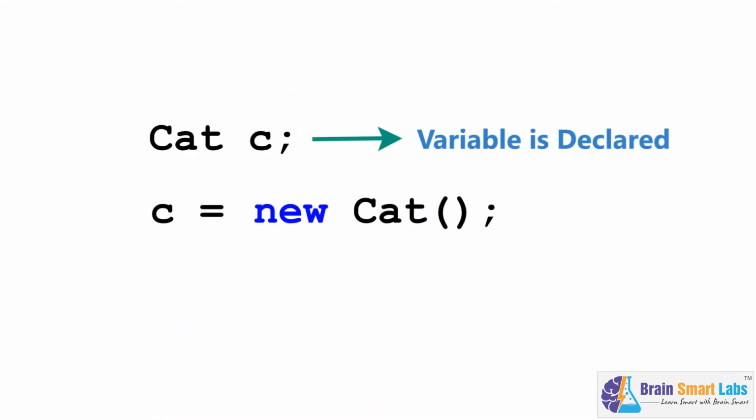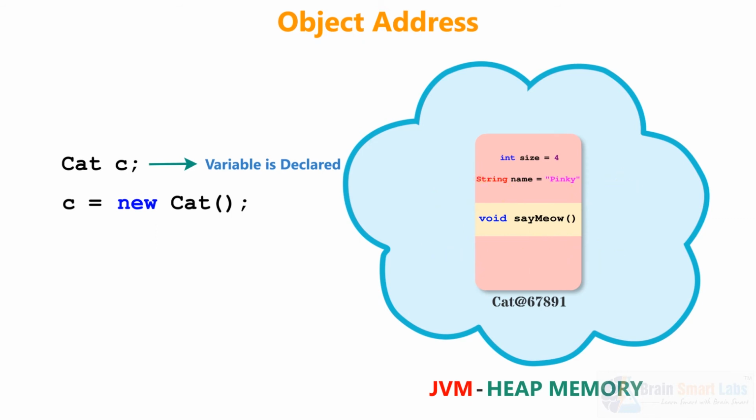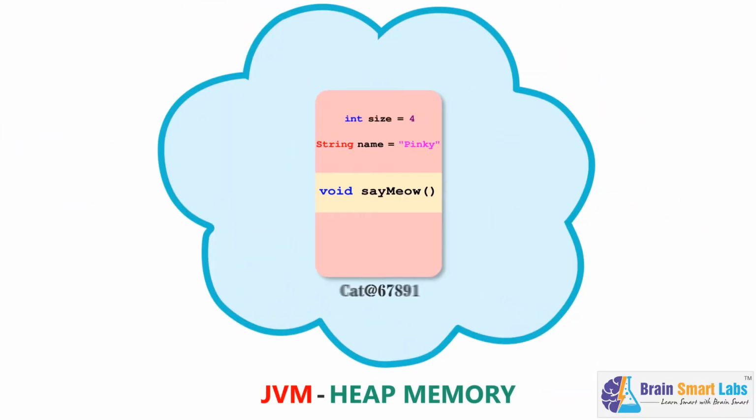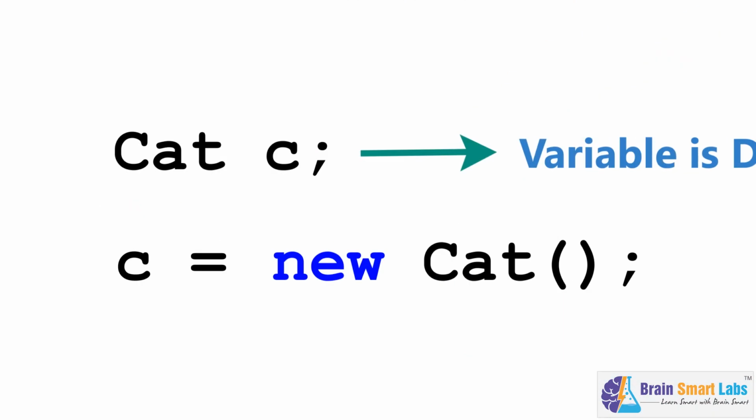The same process will hold good for our cat and dog objects too. When the statement Cat c gets executed, a variable c of type Cat first gets declared. In the second statement, when you say new Cat, a new Cat object will be created inside our JVM heap memory with an address which is understood only by our JVM. Now, after the creation of the object happens on the RHS, the address of this object will be transferred to our variable c present on the LHS.